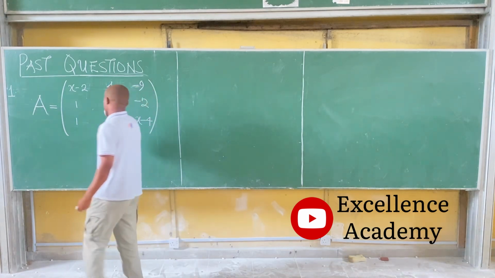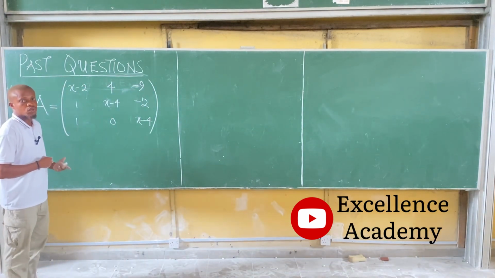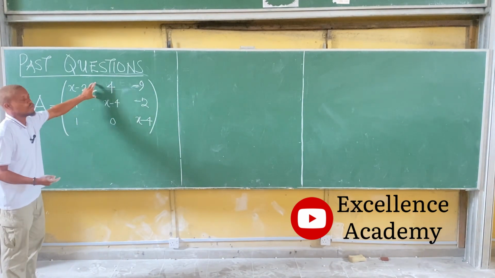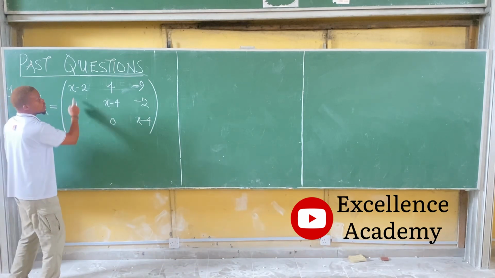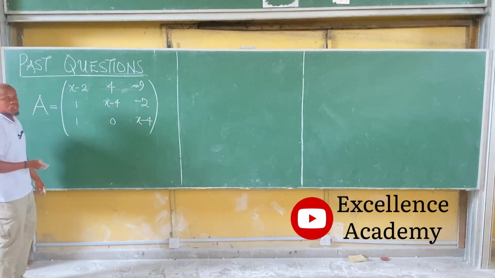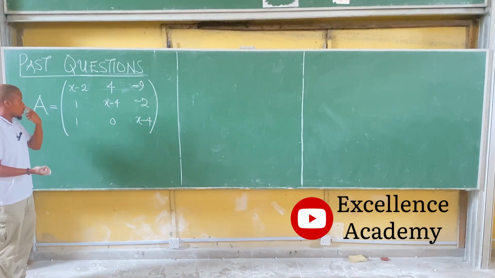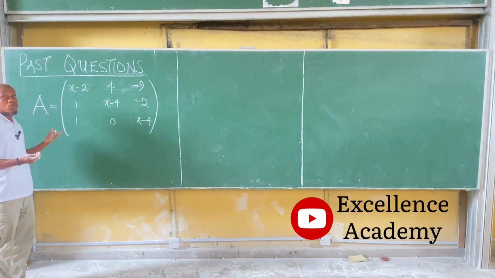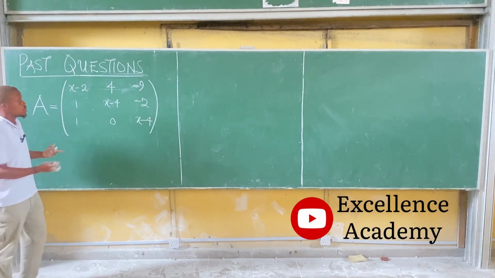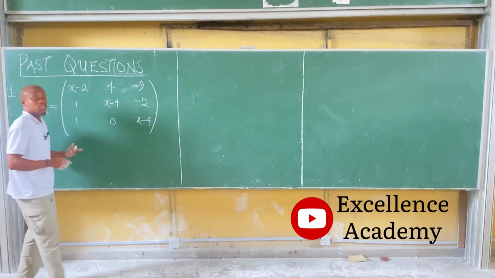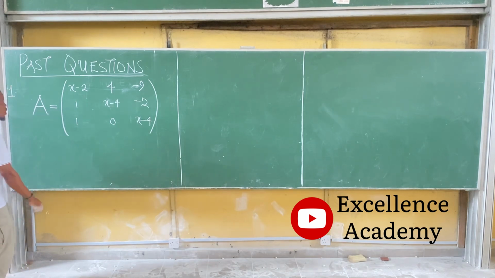So in solving this question, the first thing we do is get the determinant of this matrix. Of course, this is a 3 by 3 matrix. Therefore, it is also called a square matrix, since the rows are equal to the columns. And its determinant can be gotten. All right, so let's get the determinant for this.